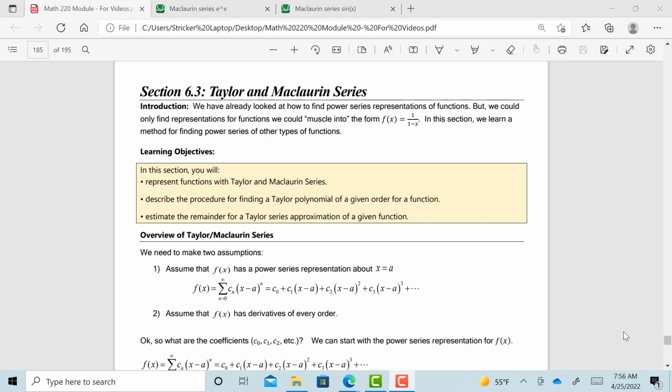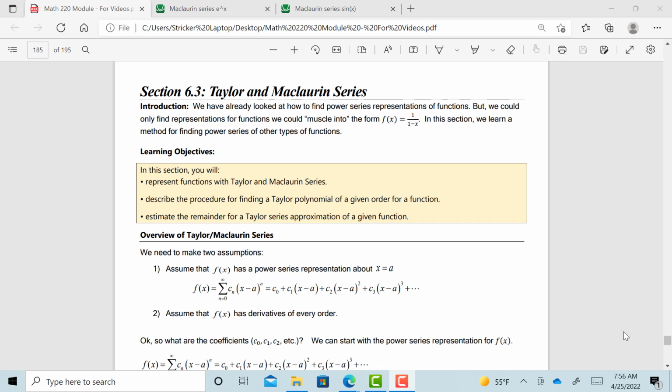So in chapter 5, we learned about what a series was, and then we learned how to tell if a series converges or diverges. And then at the beginning of chapter 6, we learned about what a power series was, and that we could let a power series represent a function for certain values of x, meaning that it would converge for certain values of x and maybe diverge for other values of x.